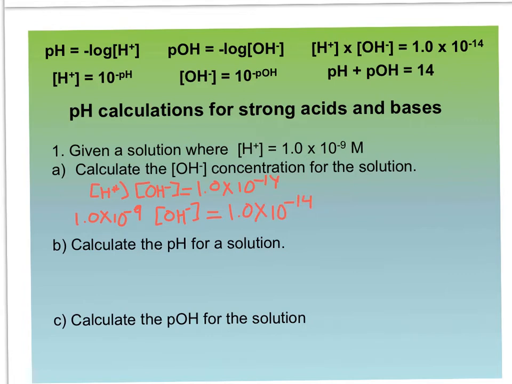Can you do that in your head? You would take this number divided by this number, so you subtract the exponents. This gives you that the OH minus concentration is equal to 1.0 times 10 to the negative 5th molar.